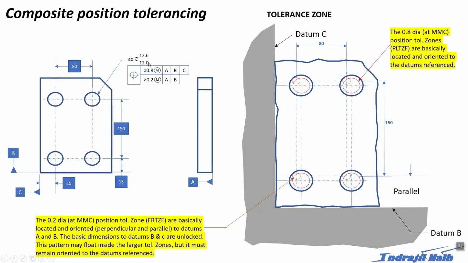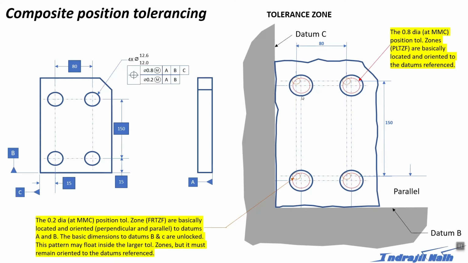So when the diameter of the hole is 12, the position tolerance of 0.8 will be applied over here. As you can see, 0.8 dia position tolerance zones are used to locate and orient with respect to the datums. So this will act as a locator for all these holes. You have a position tolerance of 0.8 at maximum material condition, used to locate and orient these holes, so these holes' axes will actually lie within this 0.8 tolerance zone.